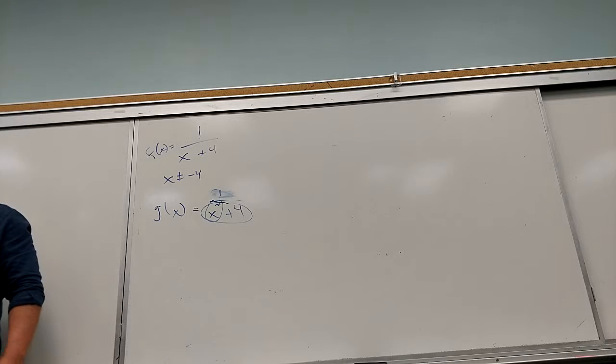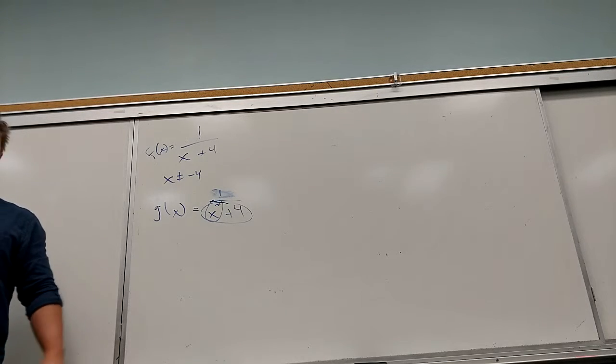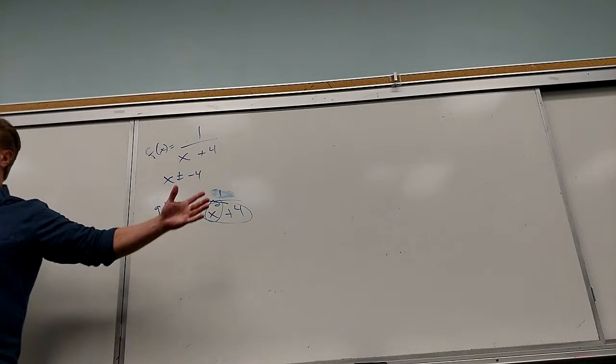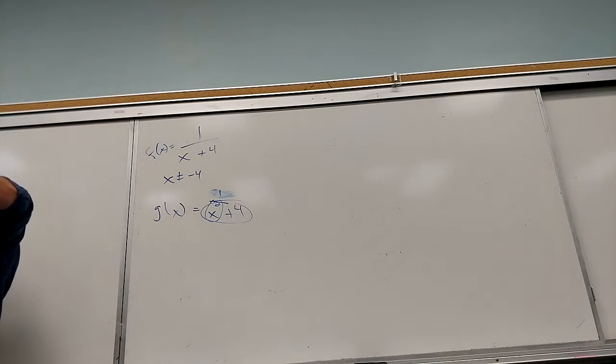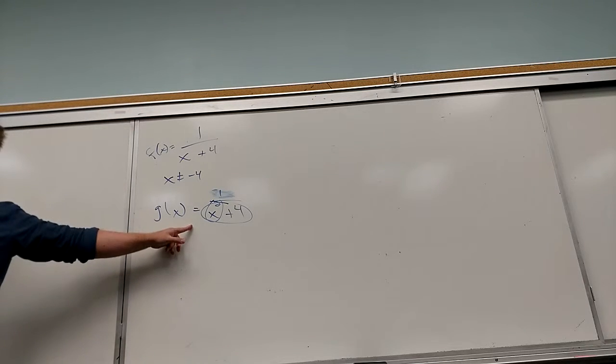And the only x's you throw out are the ones that make the bottom 0. The bottom never gets close to 0. The smallest it gets is 4. So what's the domain? All real numbers. Nothing makes this bottom 0.